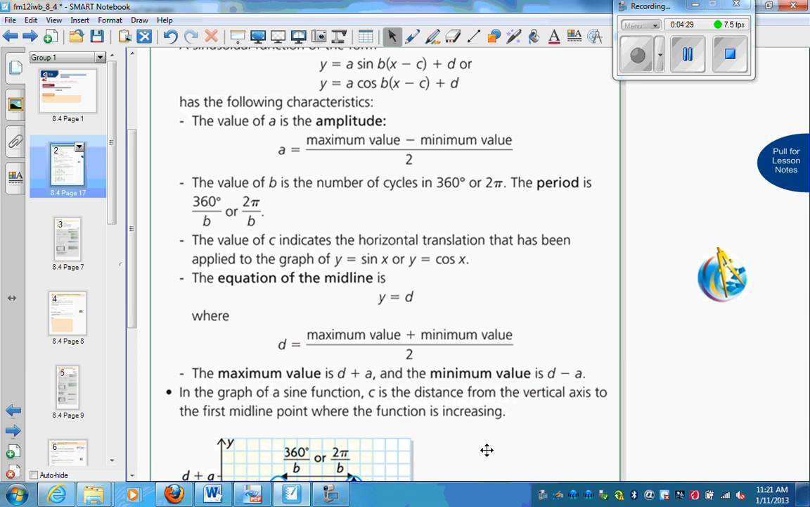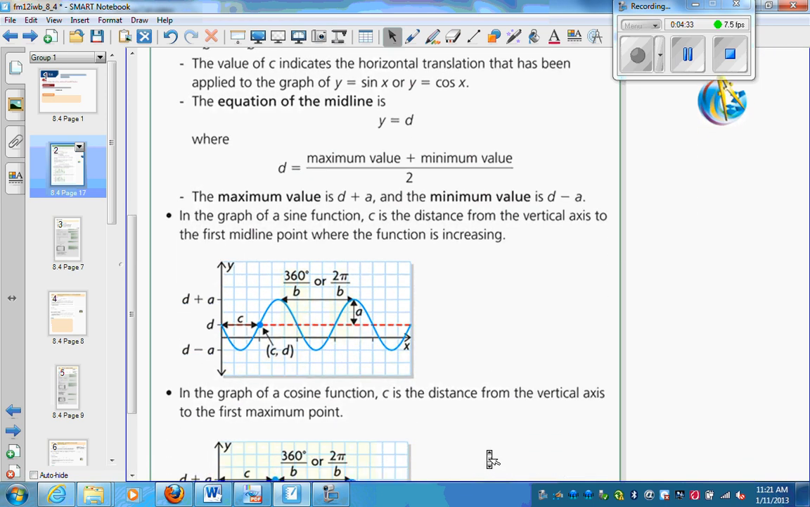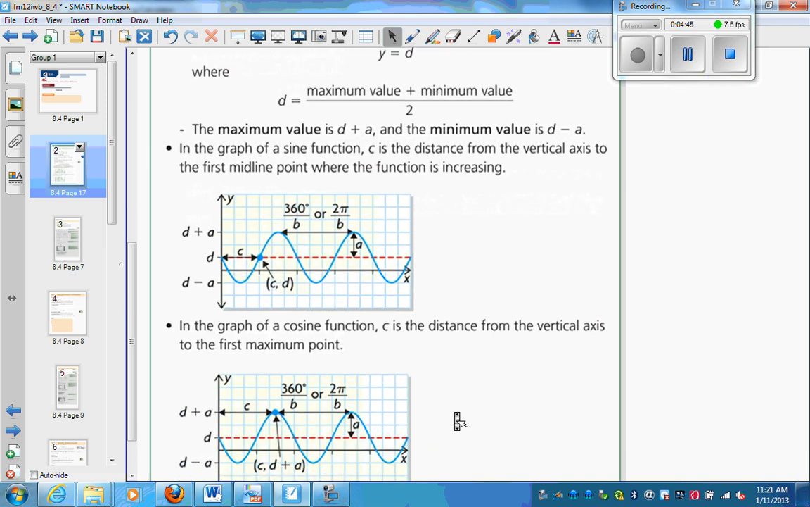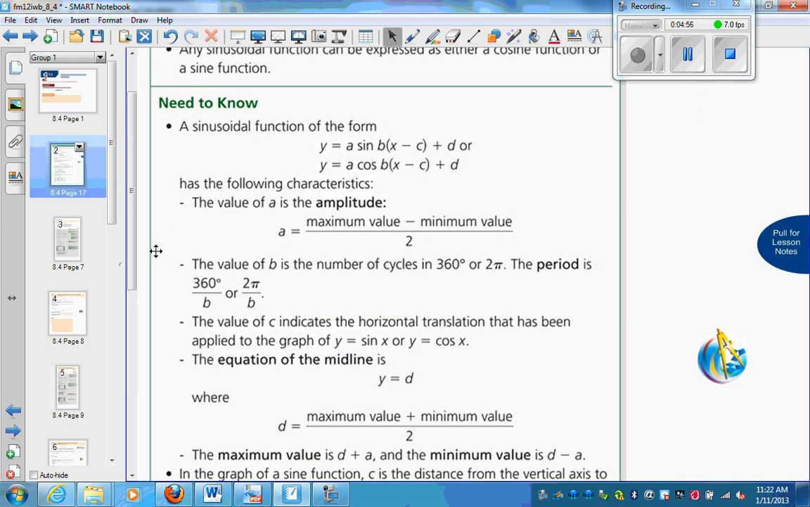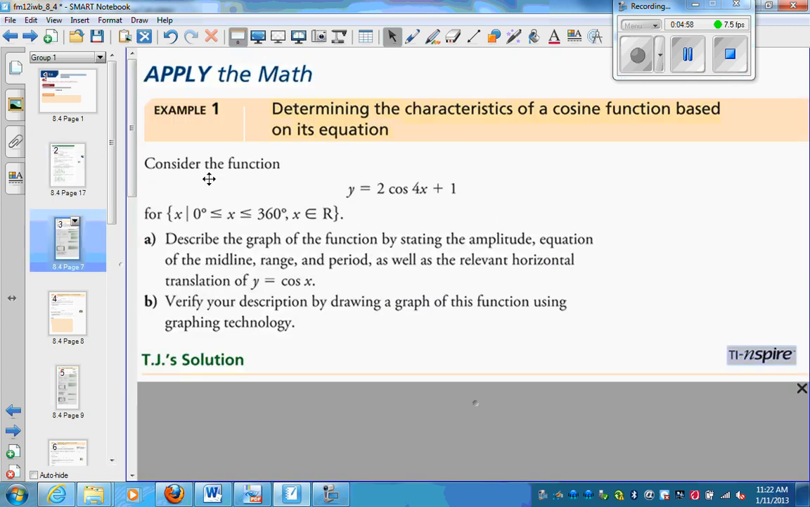So the maximum value is going to be d plus a, the minimum value is d minus a. In a graph of a sine function, c is the distance from the vertical axis to the first midline point. That's the value of c. In the graph of the cosine function, c is the distance from the vertical axis to the first maximum point. So some other ways to find c. Okay, let's try a question here.